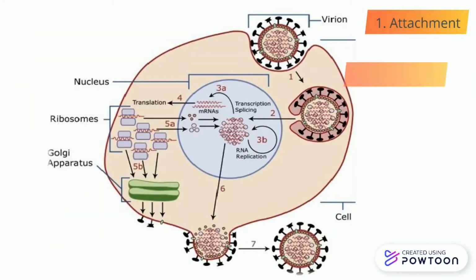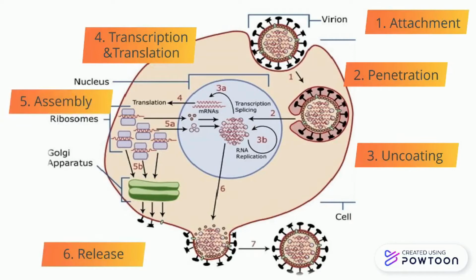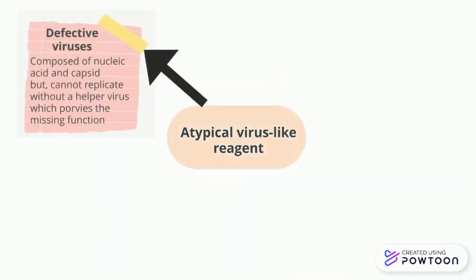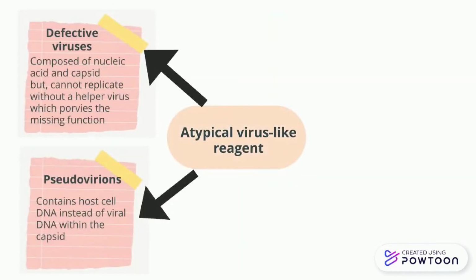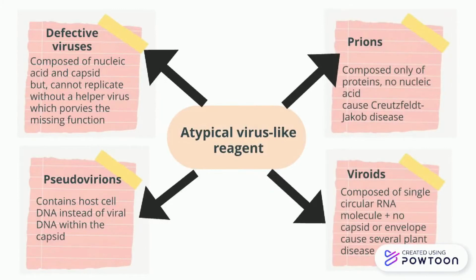The virus lytic cycle started from attachment, penetration, uncoating, transcription and translation, assembly, and lastly release. There are four atypical virus-like agents: defective virus, pseudovirus, prions, and virusoids.